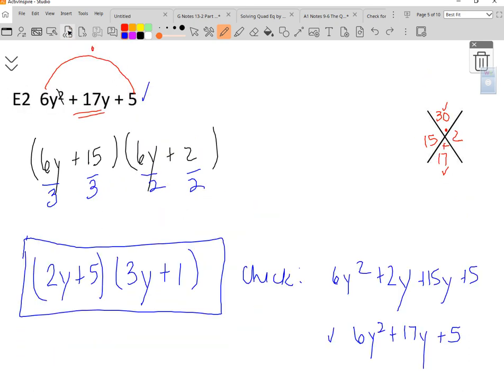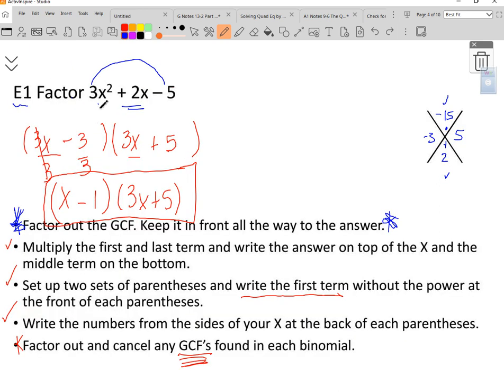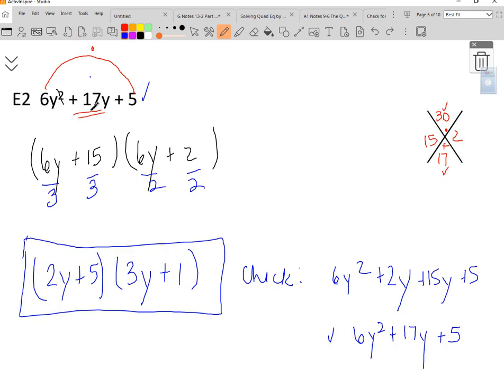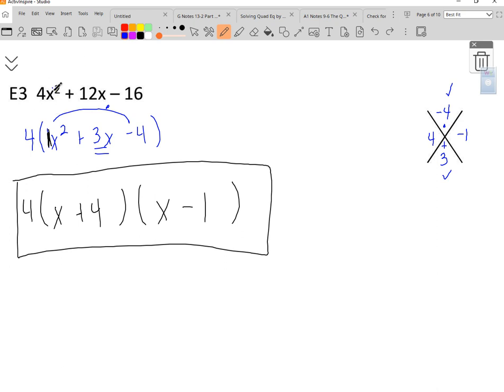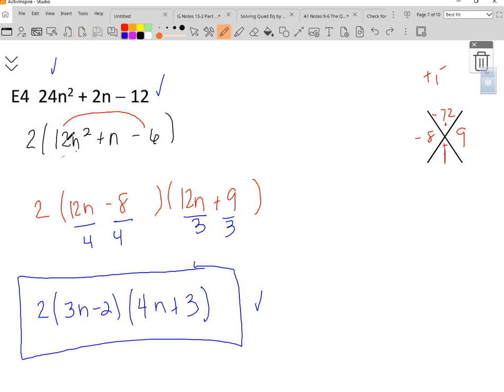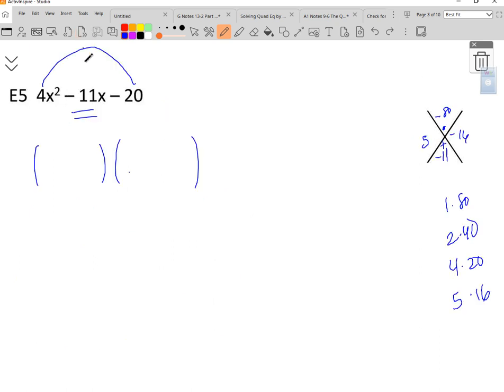Now look at example 1. I'm going to show you. Look at example 1. 3x squared, we put 3x and 3x. Let's look at example 2. 6x squared, we put 6y and 6y. Example 3, 4x squared, well, it's a little bit different. Here, x squared, we put x and x. Example 4, 12n squared, we put 12n and 12n. So for example 5, Gregory, what's going in the first spot? 4, just 4? There you go, 4x.